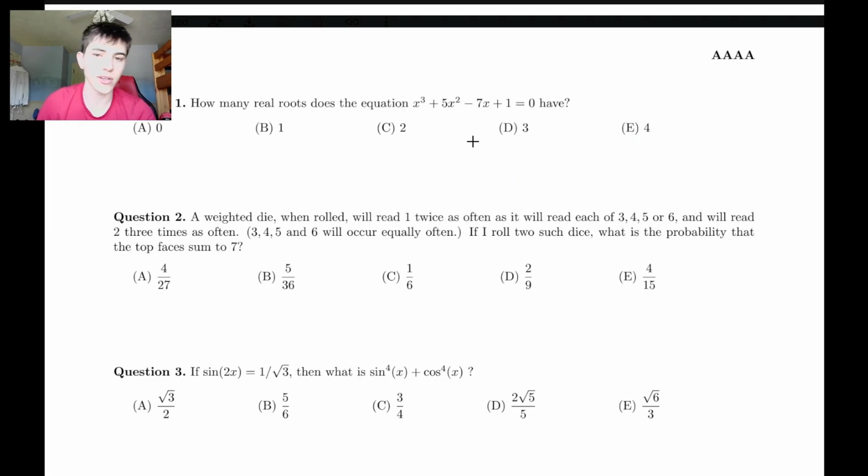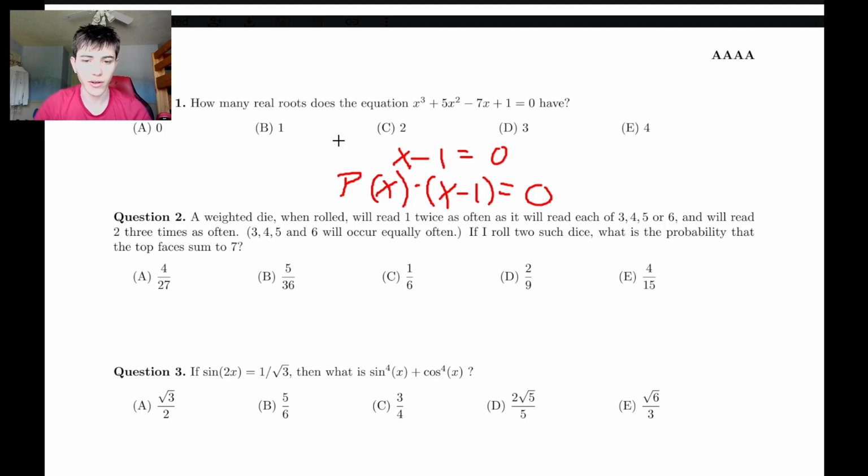The best strategy here is just to look for roots that are simple. So if you just test 0, f of 0 is going to be 1, so that's not correct. If you test 1, then you get 1 plus 5 minus 7, so negative 1 plus 1, which is 0. So we know that x minus 1 equals 0 is a root, or x equals 1. And that means that we can factor this like some polynomial p of x times x minus 1, right?